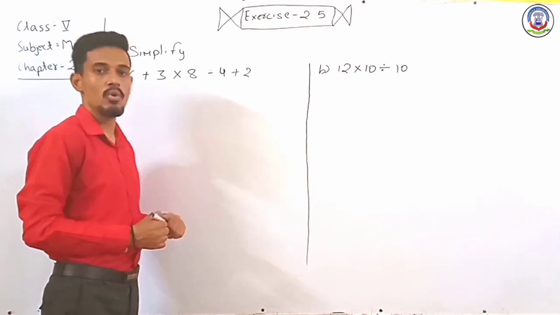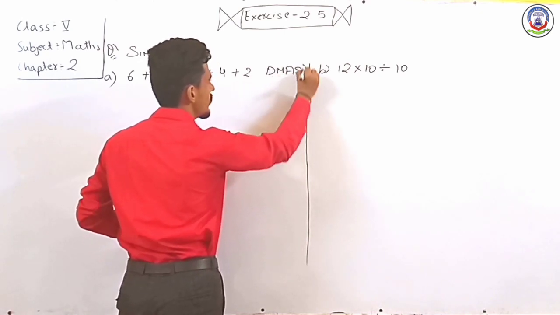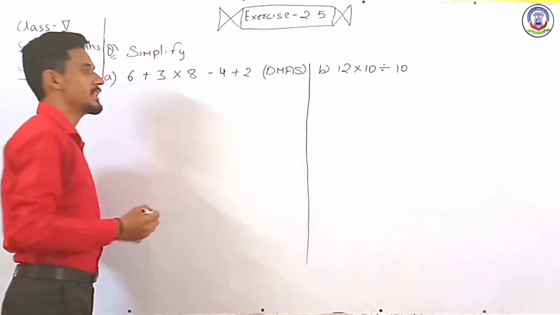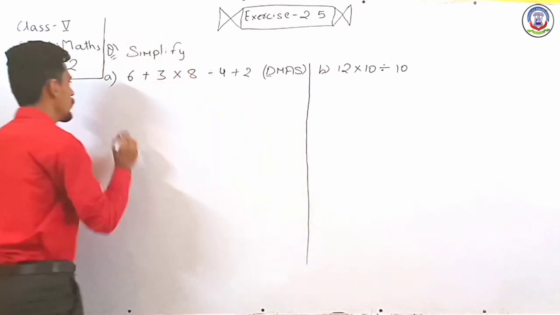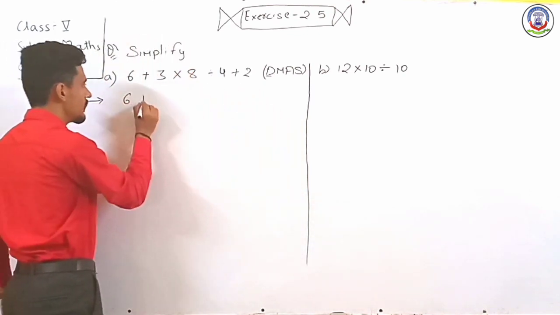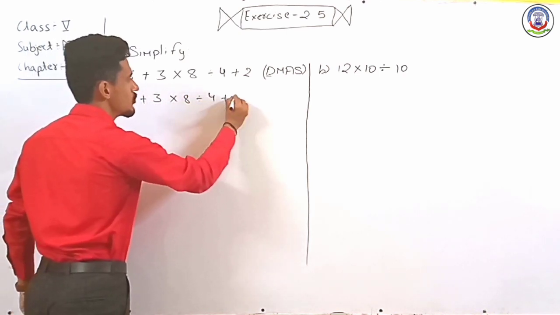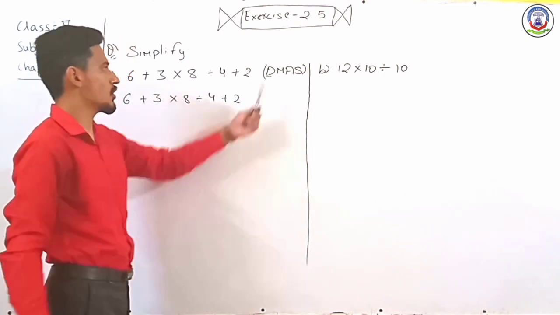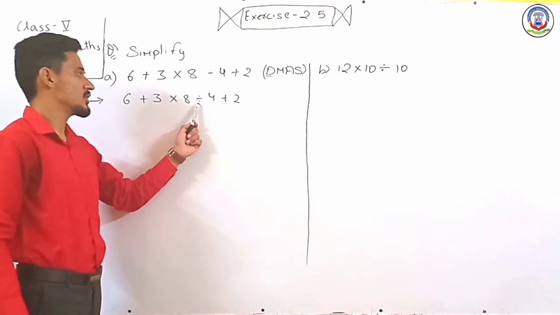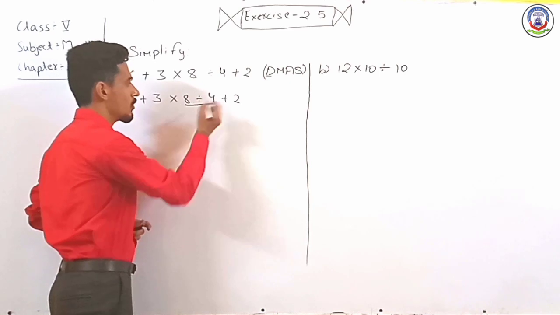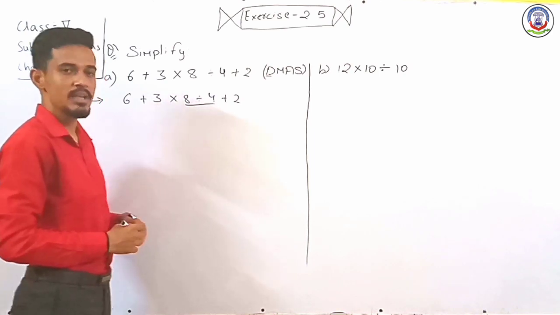So as we know the rule of DMAS, let's start from D. D for division. First we have to write the same question as above: 6 plus 3 multiply 8 divided by 4 plus 2. So in this we first solve D, division. We see the divide sign between 8 and 4. So first we solve 8 divided by 4 and the remaining signs and numbers remain the same.